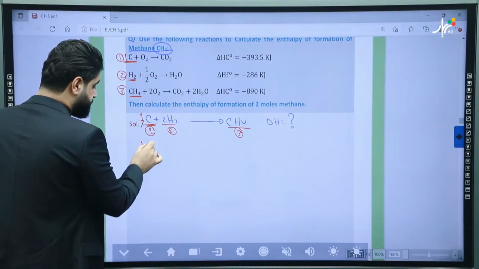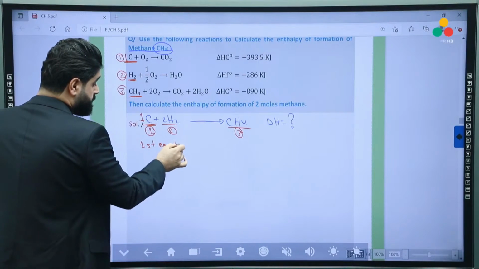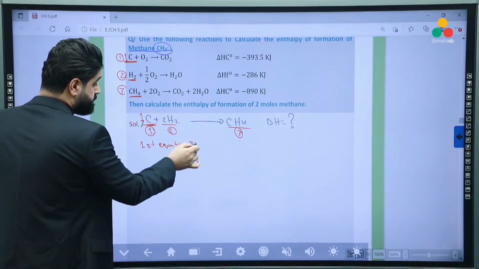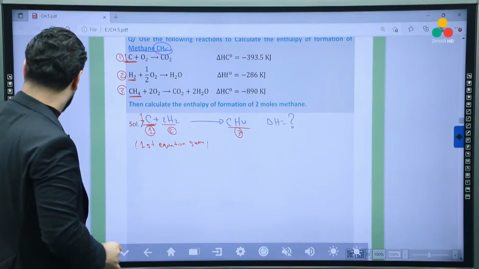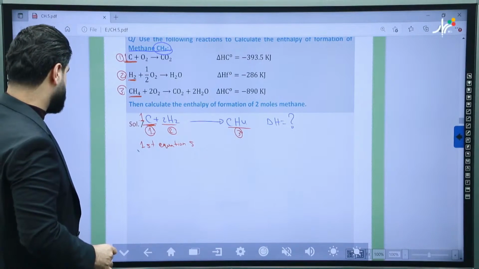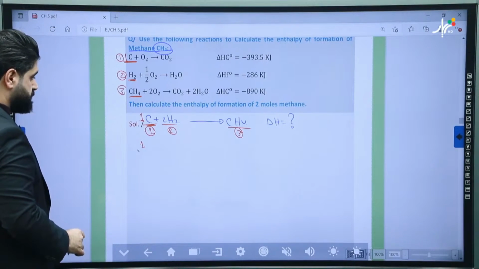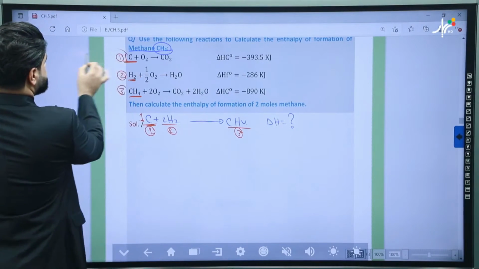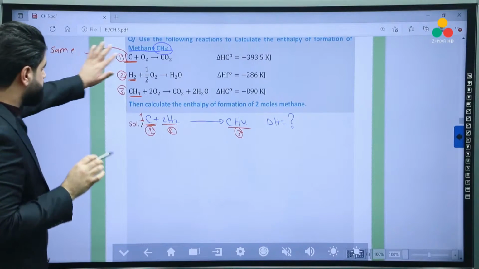First equation, same. Don't change anything. Or you can say write as it is, no problem. Same. Don't change anything in the first reaction.